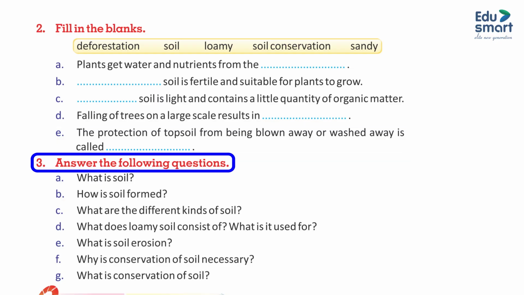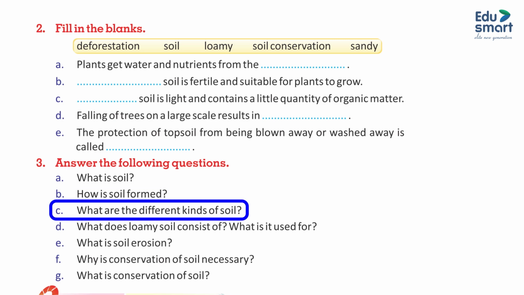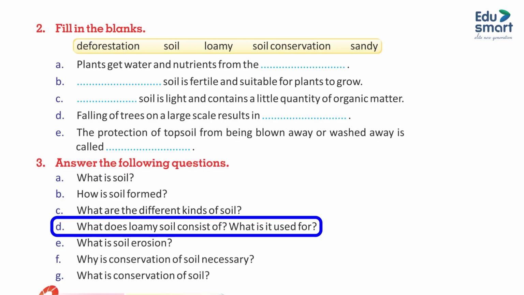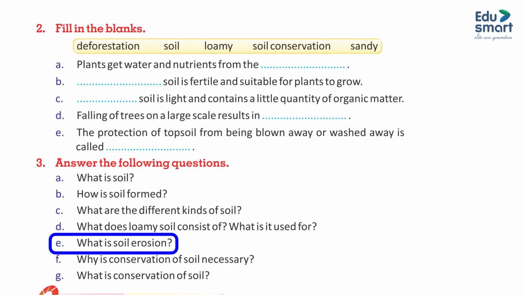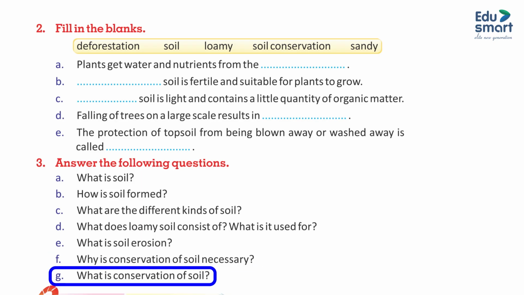3. Answer the following questions. A. What is soil? B. How is soil formed? C. What are the different kinds of soil? D. What does a loamy soil consist of? What is it used for? E. What is soil erosion? F. Why is conservation of soil necessary? G. What is conservation of soil?